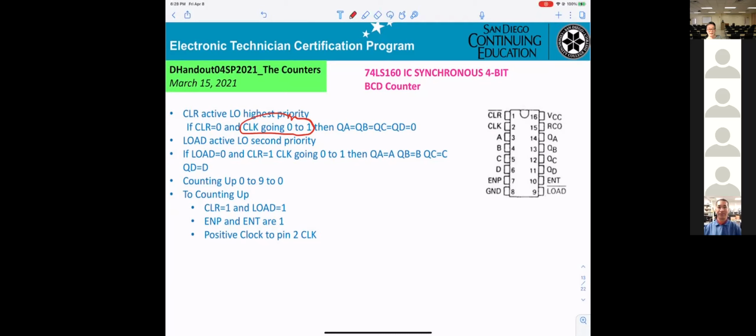Load active low, second priority. You can set that you want to load. However, if you apply ABCD, load equal 0, the output is not equal to ABCD until you get the clock 0 to 1. Okay? And counting up 0 to 9 to 0.